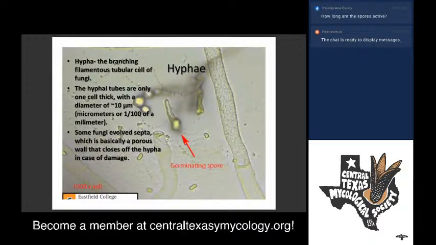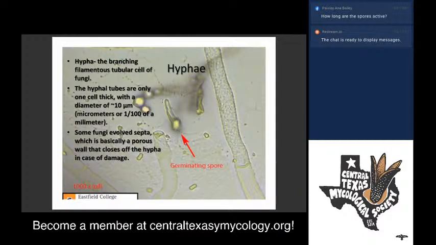Then they will germinate right here, in that first bit of germination, that single tube that you can see right here. I'm circling it with my cursor. That is called a hypha. A single strand is a filamentous tubular cell of the fungus. These hyphal tubes are only one cell thick, with a diameter of 10 micrometers, or 1/100th of a millimeter. So it's very, very small.